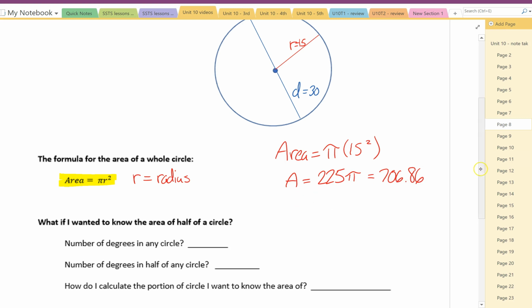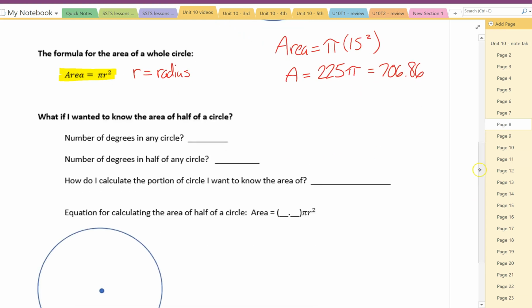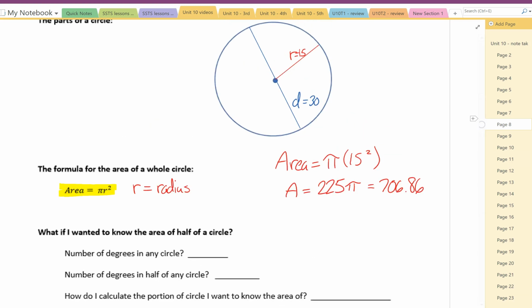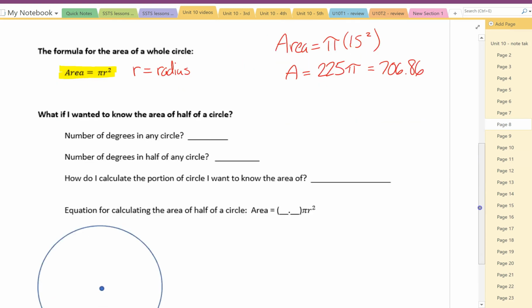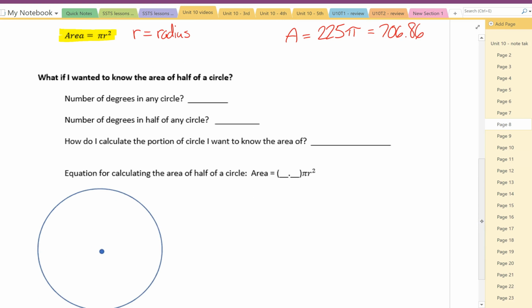All right, so moving on, that's pretty easy. Let's back up a second. If I knew the diameter of a circle and I wanted to know the radius, what would I do? Well, the first thing I would have to do is cut that diameter in half. That would give me the radius. Then I could plug it into this formula. All right. Now let's figure out what the area of just half of a circle is.